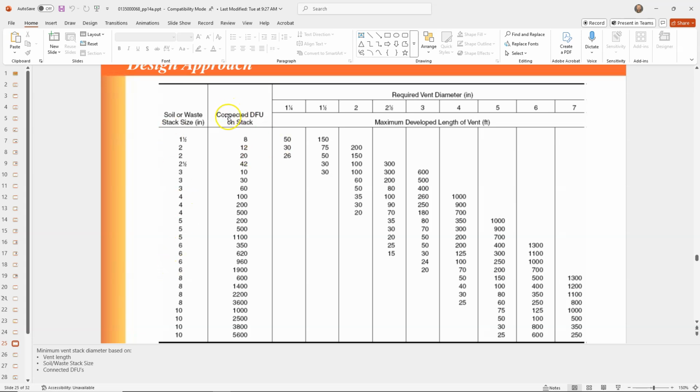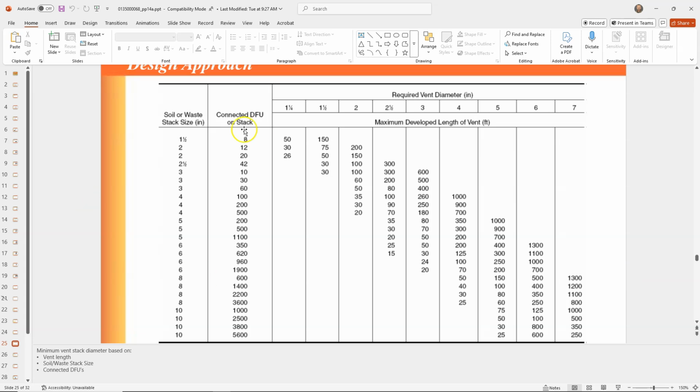We also need to know the total connected DFUs on the stack. That would be the waste stack. So we know how much volume could potentially be passing through that so that we can size the vent. The third piece of criteria we need to know is the maximum developed length of the vent. That would be the vertical height of that vent that's going to be passing up and oftentimes parallel to the waste stack, as we saw in those diagrams earlier in the chapter.